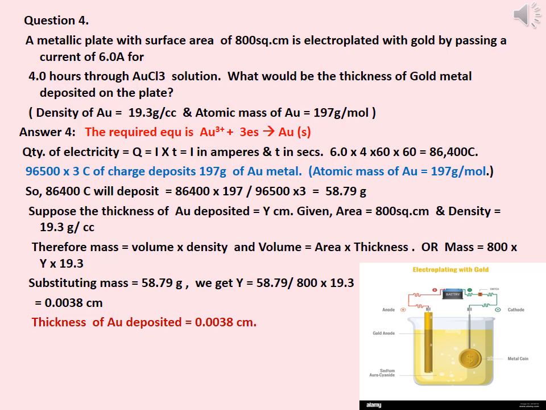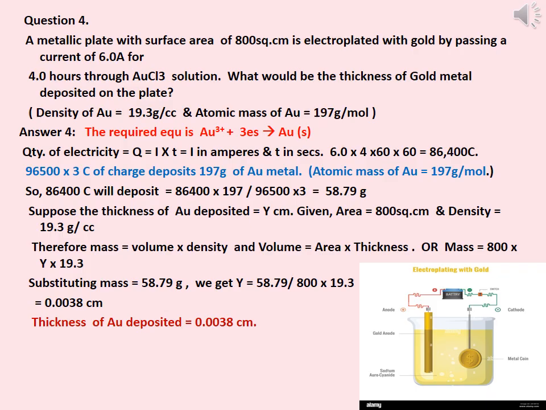Question number 4. A metallic plate with surface area of 800 square centimeter is electroplated with gold, Au, by passing a current of 6 amperes for 4 hours through auric chloride solution, AuCl3 solution. What would be the thickness of gold metal deposited on the plate? Given density of Au is 19.3 gram per cc and atomic mass of Au is 197 gram per mole.